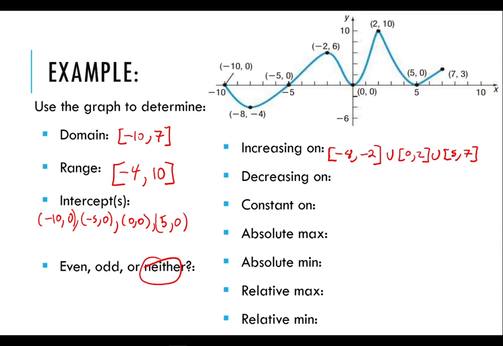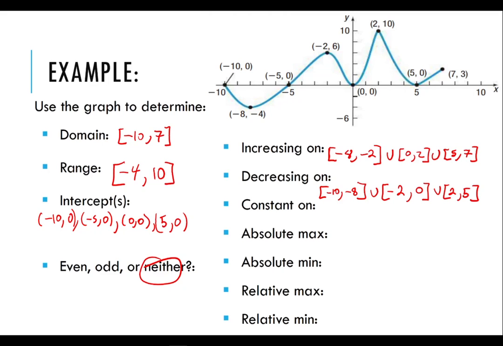Now we're looking for decreasing. So I see that it decreases from here to here. I see that it decreases from here to here. I see that it decreases from here to here. Write those intervals in terms of the x values, and since they're all solid dots, we will include them with brackets. That is from -10 up to -8, bracket, union, -2 up to 0, bracket, union, 2, we are going to use a bracket because of the solid dot, up to 5, close the bracket. So those are the intervals on which we're decreasing.